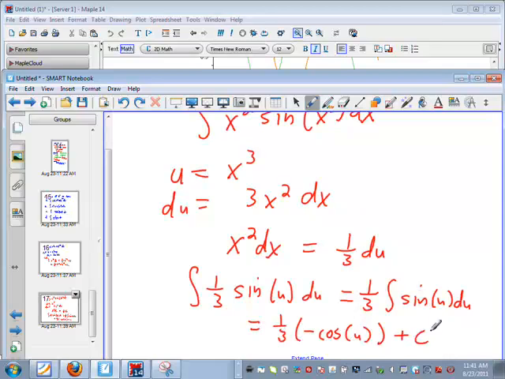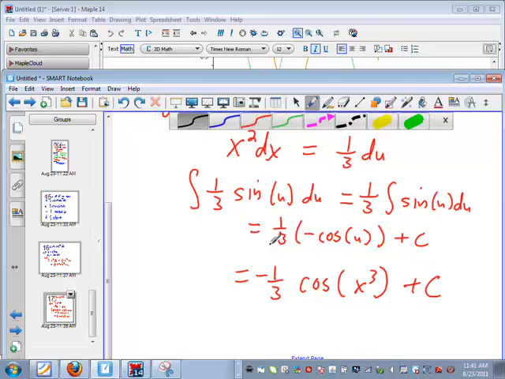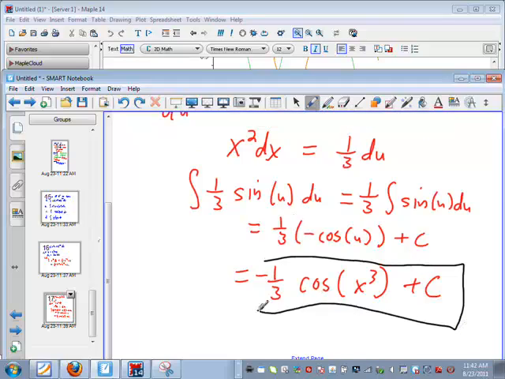I can put the constant inside or outside, okay? Being committed to writing everything in terms of x, this is equal to minus 1/3 the cosine of, what was u again? I never remember. X to the 3rd, thank you, plus a constant. So that is the answer.